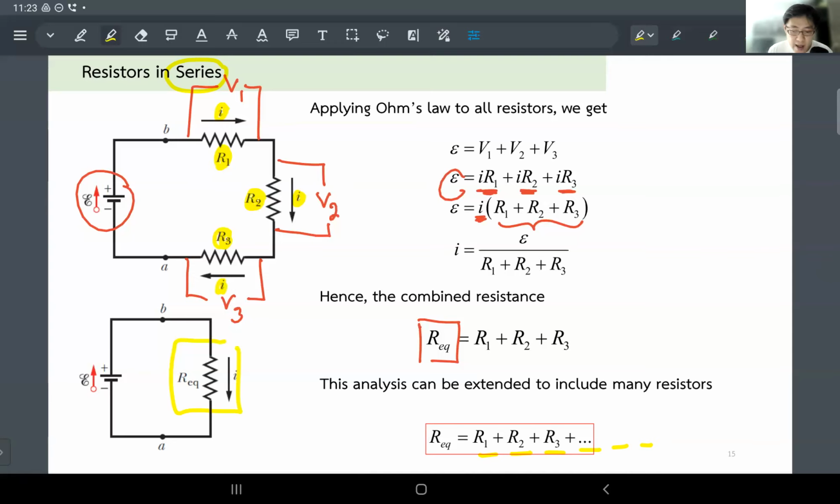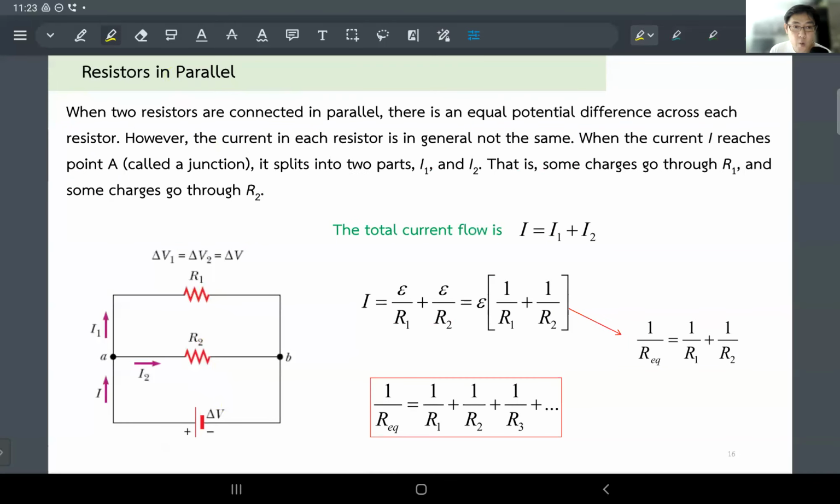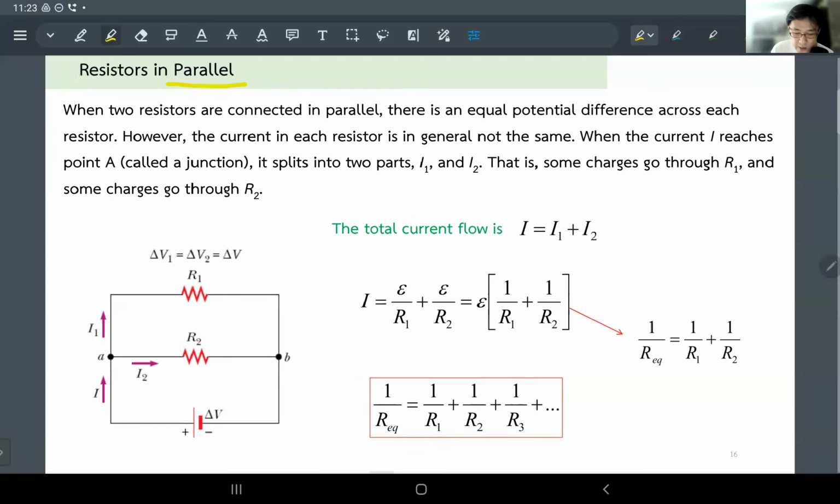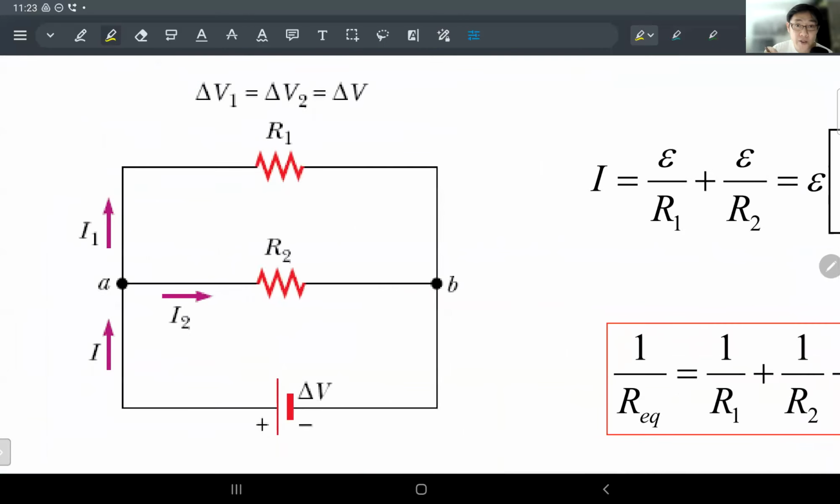But then you still have selections or options here. What if I don't want to connect them back to back? I want to connect them, we call it, in parallel. What does it mean by in parallel? Look at this one. Now you have R1 and R2, but now you take the left terminals and combine them into a single spot, junction A. And now you look at the right side of this one, you combine them into a single spot, that is junction B. So if you connect it this way, you are connecting in parallel.